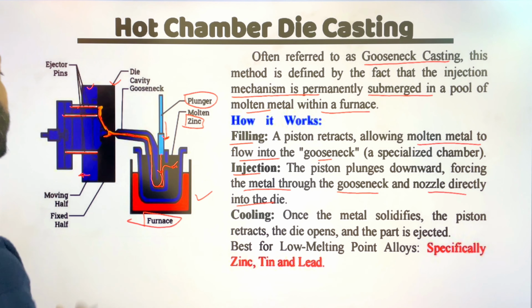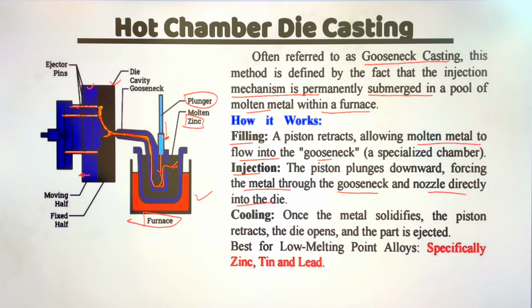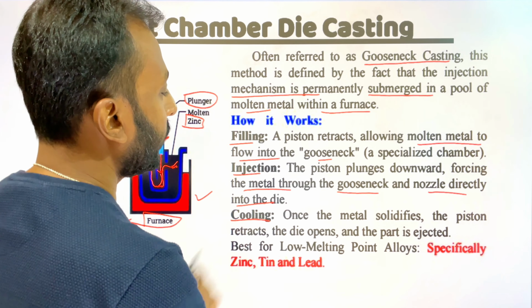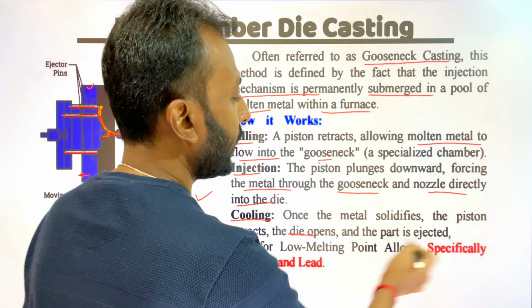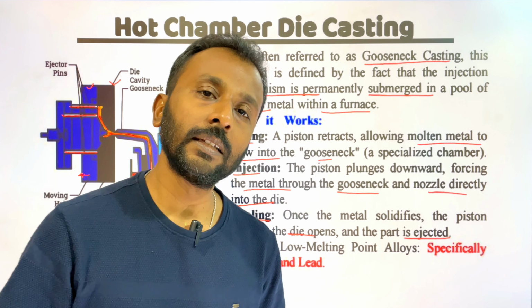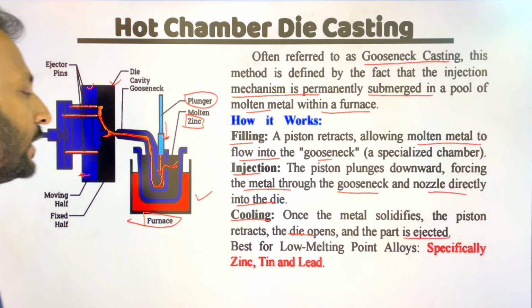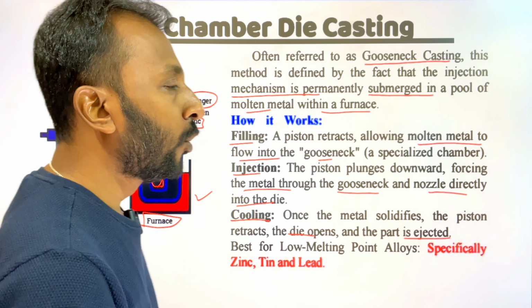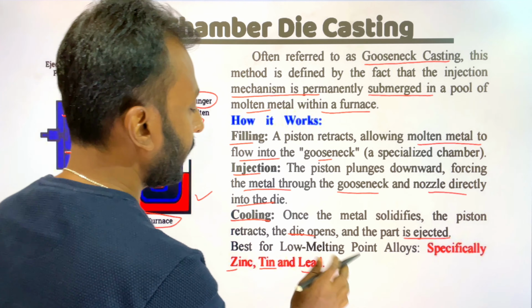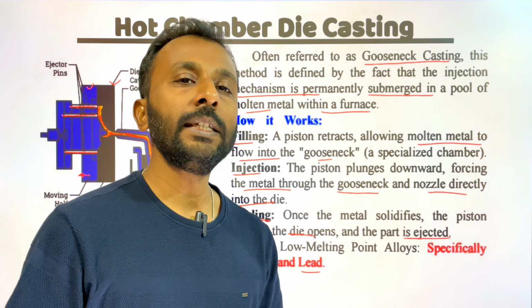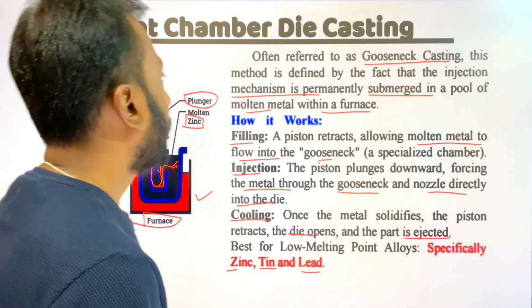So the molten metal enters into the cavity. After the cooling, once the metal solidifies, the piston retracts, the die opens and the part is ejected. We get the final product. So it is best suited for low melting point alloys like zinc, tin, lead, etc. These metals are used as raw metals.